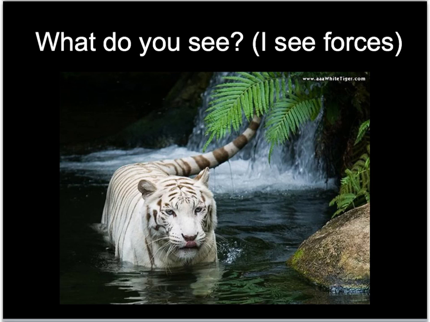Here you might see this tiger. I see some other forces. I see gravity pulling down on this tiger. Assuming he's floating, I see a buoyant force on this tiger. So it's gravity and a buoyant force. I see that maybe the water might be pushing back on the tiger with a type of friction as the tiger tries to push through the water.